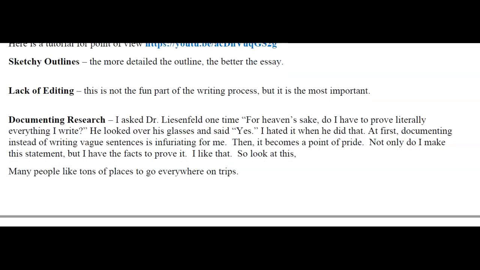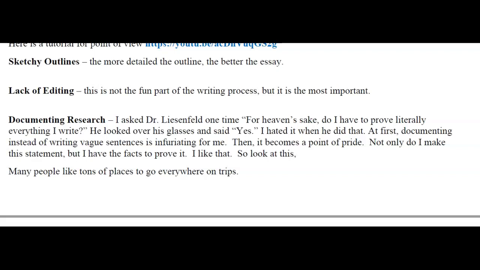Documenting research. I asked Dr. Liesenfeld, that same professor I was telling you about, I said, for heaven's sakes, do I have to prove literally everything I write? He looked over his glasses at me and he said, yes. I hated it when he did that. At first, documenting instead of writing vague sentences is infuriating for me.